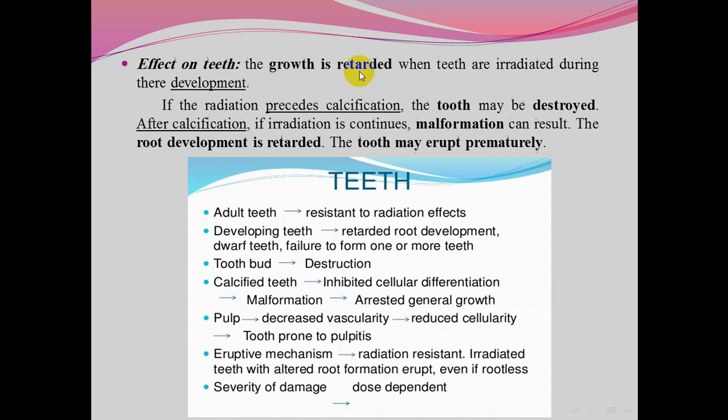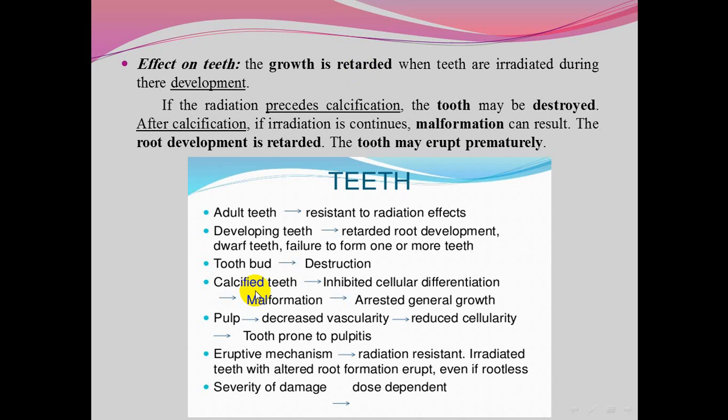In the detailed explanation, adult teeth show resistance to the radiation effect. Okay. In relation to the developing teeth, retardation of root development may happen. Also, dwarf teeth and failure to form one or more teeth may happen with developing teeth. Tooth bud destruction, and calcified teeth inhibit cellular differentiation, and this will lead to malformation, and the final result will be arrested general growth of these teeth.